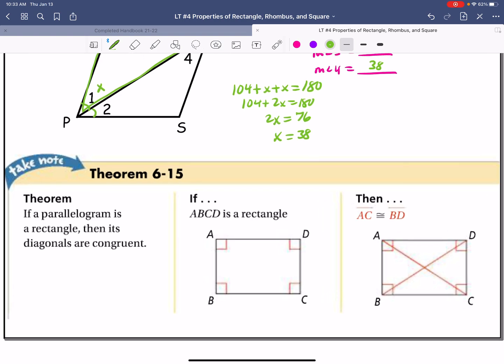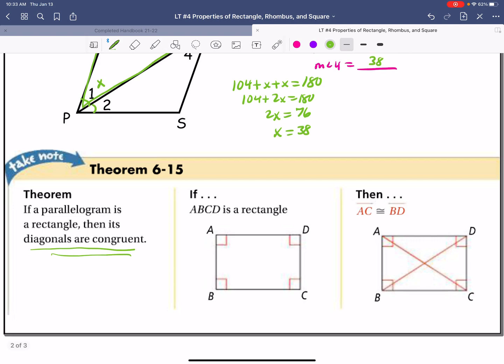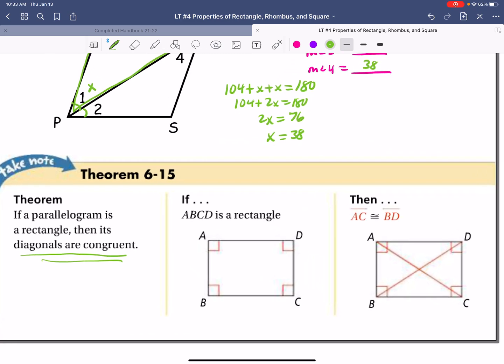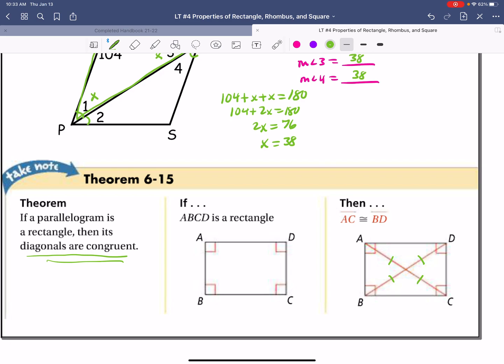This theorem says if a parallelogram is a rectangle, then diagonals are congruent. So if I connect A to C, D to B, the diagonals, I get congruent diagonals. Now notice, in a parallelogram, diagonals bisect each other, but a rectangle is a type of parallelogram. So diagonals are still bisecting each other. It's just they're also the same length. So we can get that all 4 of those segments are congruent, only in a rectangle.